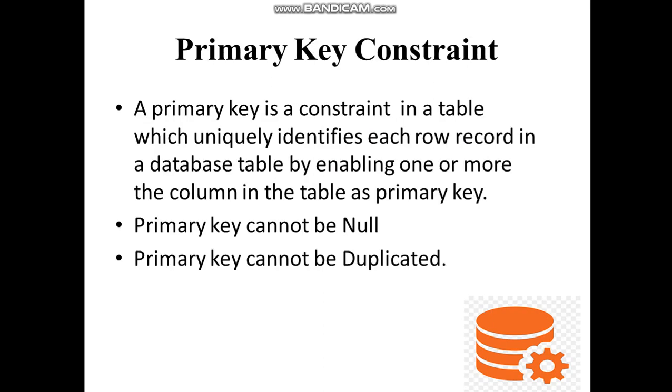Our first constraint is the primary key constraint. A primary key is a constraint in a table which uniquely identifies each row or record in a database table by enabling one or more columns in the table as the primary key. A primary key cannot be null and cannot be duplicated. So a primary key is one which uniquely identifies your table, and it cannot be null or duplicated.